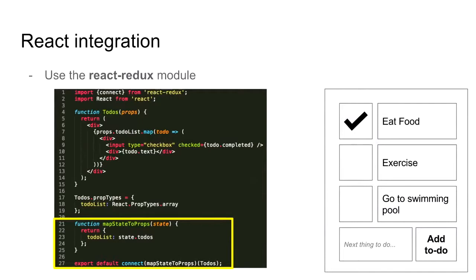But if you don't have any state and you just have props, you can just declare it as a simple function. So it's a little syntactic sugar, but it's just a regular plain old React component where you return what you'd have in your render function. So we want to take our to-do list array and just map it. And I have this wrapped in divs here. I'll have an input checkbox representing the complete or incomplete state of my to-do. And next to it, I'll render my to-do text. So eat food, exercise, go to swimming pool.